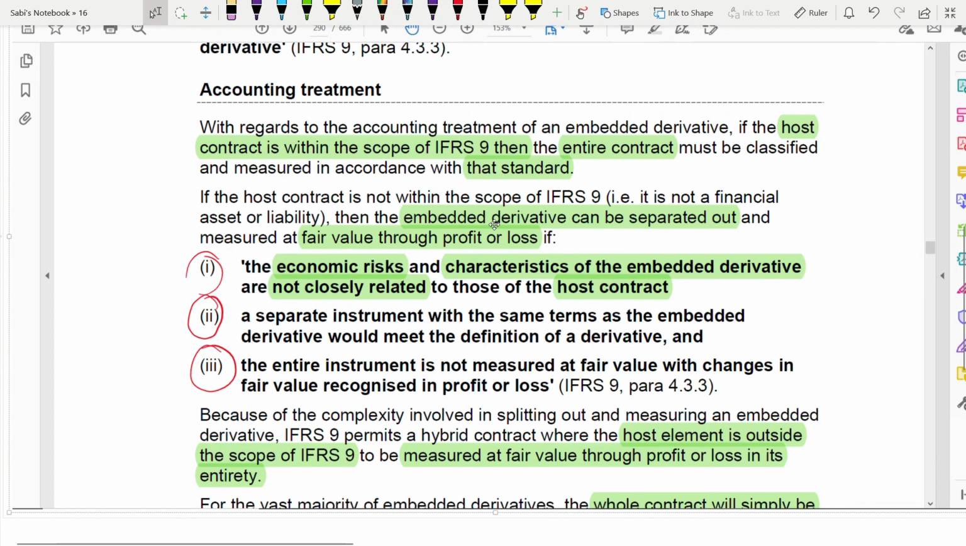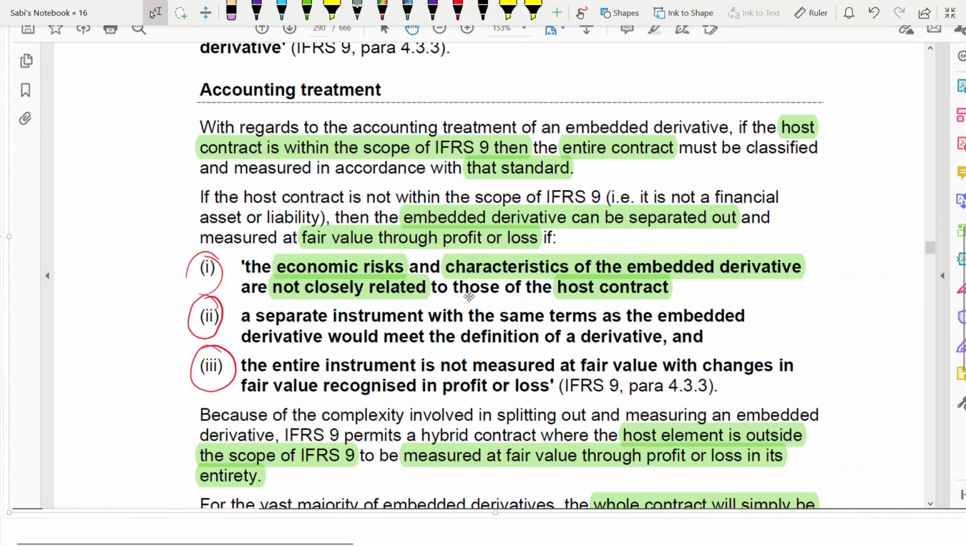But if these three conditions are there, then you have to separate out. Okay, and this can be asked as a theory question, because it was asked from me once, I remember. So luckily I remember this point. You have to define or justify whether you have to separate out or not.